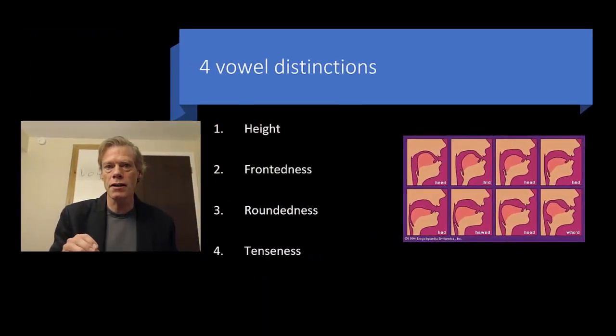Just as we did with consonants, where we had 3 distinctions, with vowels we're going to have 4 distinctions: height, frontedness, roundedness, and tenseness. And those are going to be used to differentiate all of the vowels of all of the languages.